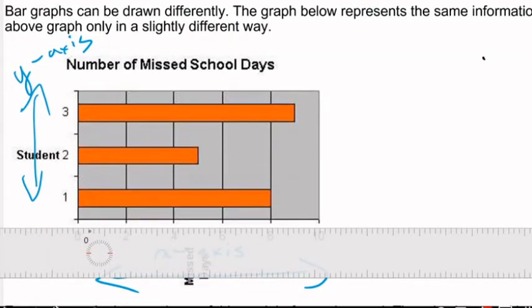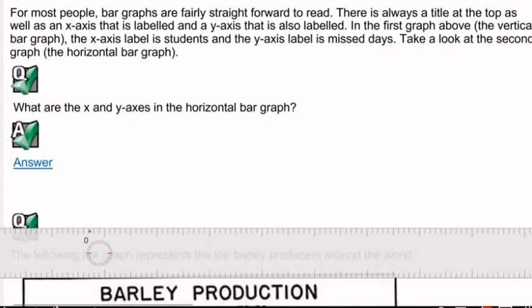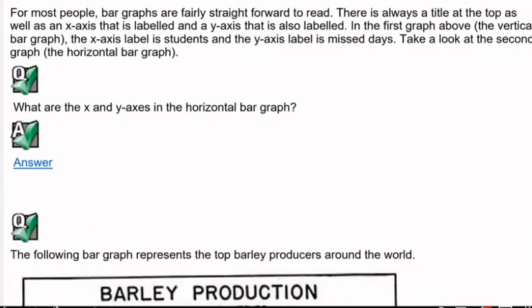Now, let's take a look at this problem. For most people, bar graphs are fairly straightforward. There's always a title at the top, like we said, as well as an x-axis that's labeled and a y-axis that's labeled. Now, remember, that has to happen. The x-axis and the y-axis must be labeled. And if those things are missing in any of our charts, you should be able to tell me that. And if you don't have, say, the title, you should be able to put a title based on what you see in your chart or the description that I give you.